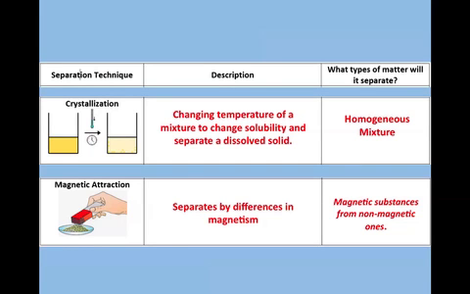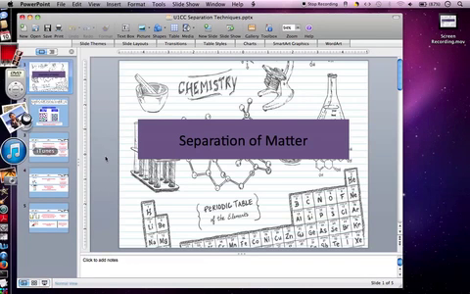So if you have a mixture and you have one thing that's magnetic and ones that are not, you can use a magnet to pull out the magnetic substance from the non-magnetic ones. So that's all you need to know right now for separation of matter.